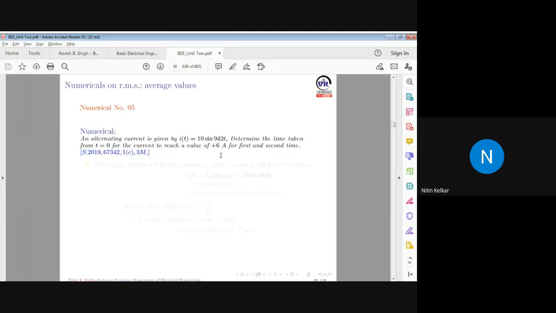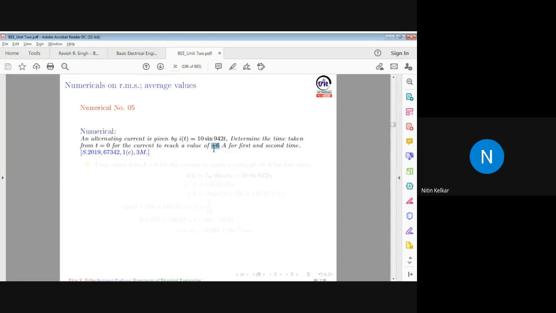So now what we have to find out? We have to find out the time required by the current from t equal to 0. That means for this point I have taken it as a reference now. So from this point, within how much time the current will reach a magnitude of plus 6 ampere. That means they want us to calculate when the current will become equal to plus 6 ampere for the first time, that means we have to calculate the value of time at which the current will become equal to 6 ampere.